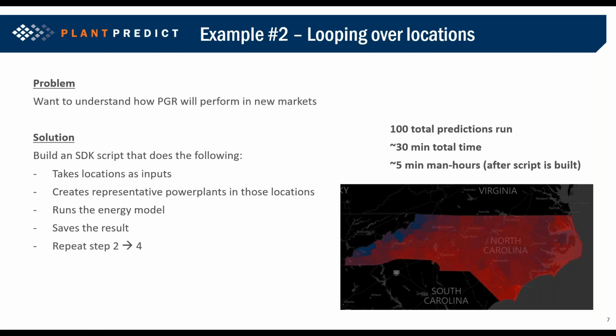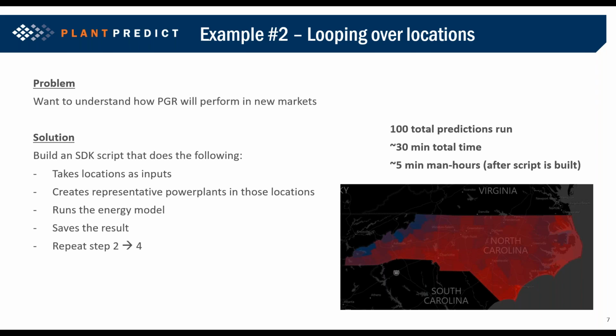Example 2 is looping over locations. This came up when we were brainstorming, and we wanted to understand how PineGate would perform in new markets. North Carolina is not a new market for us. We're based in North Carolina, but I want to show one that we're already in for the purposes of this webinar. So here I have North Carolina, and I built an SDK script that does the following.